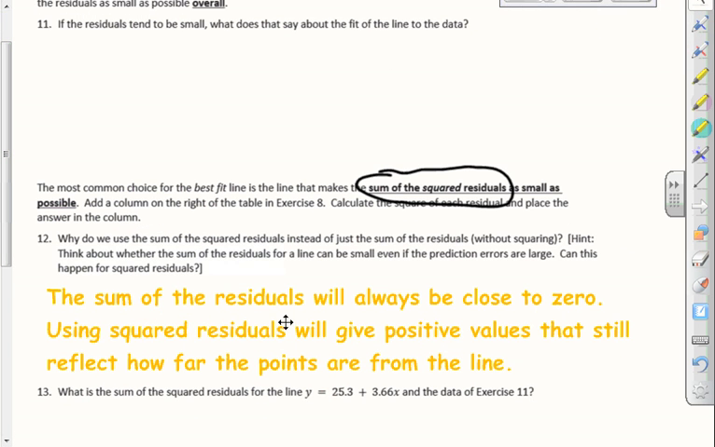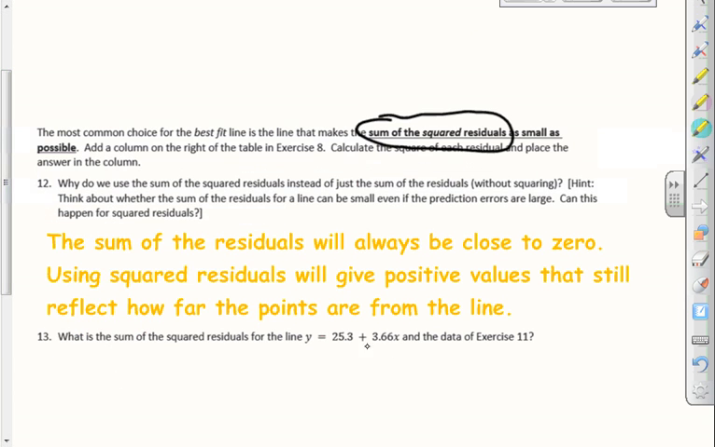Okay, so the sum of the residuals will always be close to 0. The squared residuals guarantees that we have positive values that still reflect how far the points are from the line. So once again, if we just use the sum of the residuals, we could have a very poor fitting line and find that it actually gives us a sum that's close to 0. And we might think it's useful, but it's really not. So the sum of the squared residuals in that exercise that we just did, again, was about 34.5, somewhere in that area.